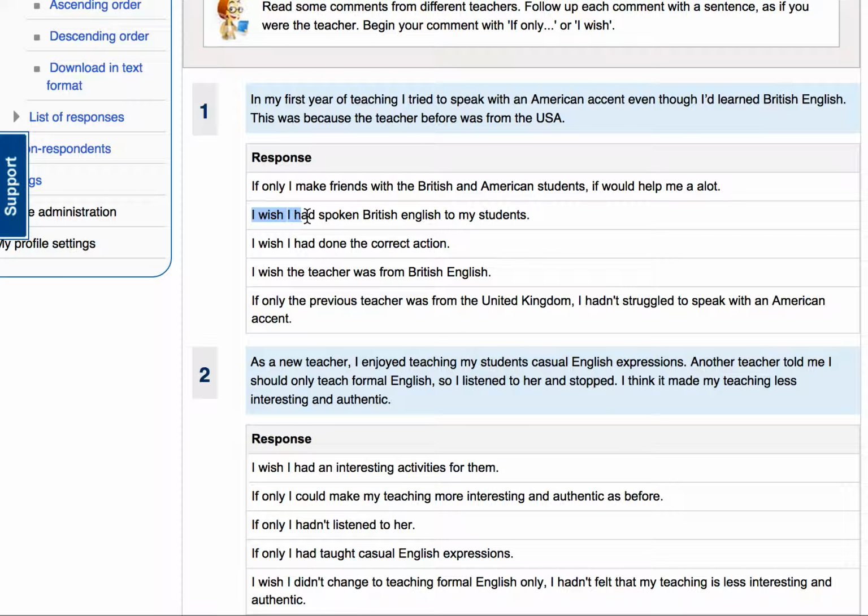So I like this because it is correct. Yeah, the situation: in my first year of teaching, I tried to speak with an American accent, even though I'd learnt British English. This was because the teacher before was from the USA. I wish I'd spoken British English to my students. I wish the teacher was from Britain, I would say. Or if only the previous teacher was from the United Kingdom.